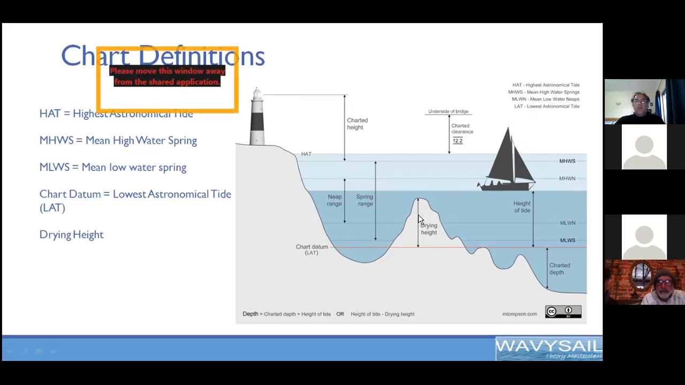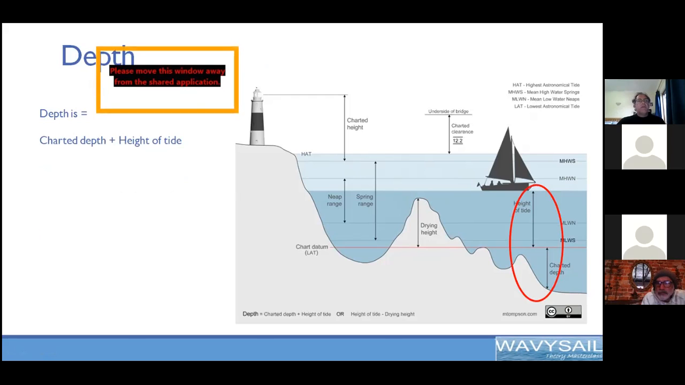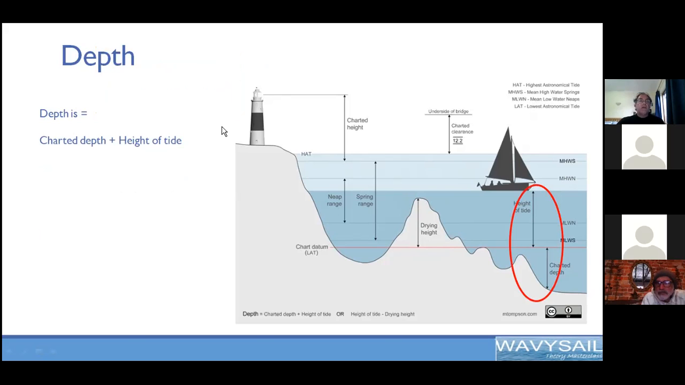Okay, your drying height is an area where at high tide there's land that's covered, and when the tide goes out, a piece of land appears. It doesn't always have to happen every time. Your drying height might be just above your lowest astronomical tide, and it only appears every now and then, but that's a drying height. So when you calculate your depth, sitting on your boat, it is your charted depth below chart datum, plus your height of tide. That will give you your depth.